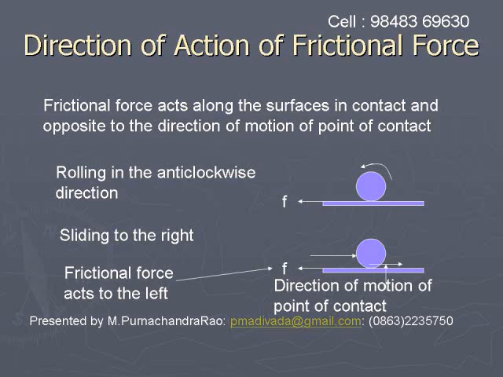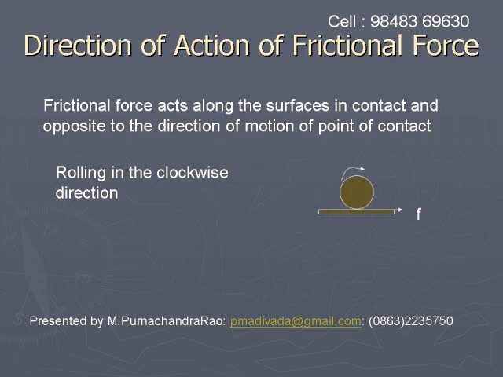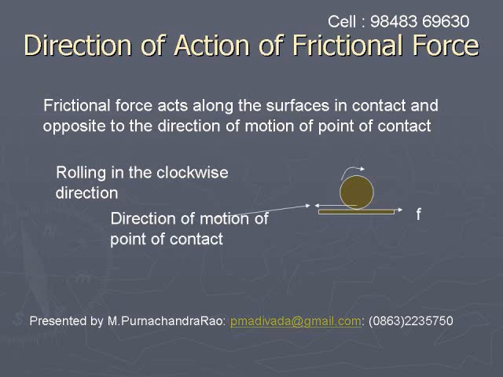If the body rolls in the clockwise direction, the point of contact moves to the left. It tries to move to the left. So the frictional force acts to the right.